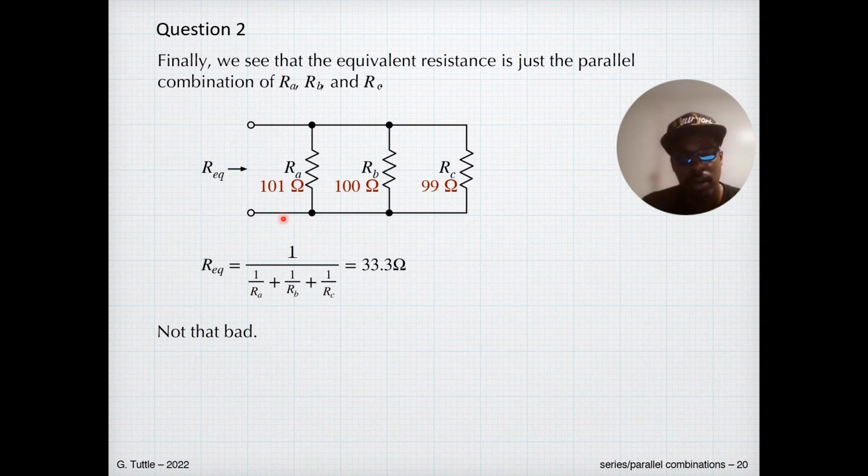Alright, so the parallel branches that we are left with, we call them A, B, and C, right? So finally we see the equivalent resistance of the parallel combination A, B, and C. So REQ equals 1 over 1 over RA plus 1 over RB plus 1 over RC, which is equal to 33.3 ohms. Alright, so that's not bad. We take this approach as we try to make things much simpler, and we can easily work questions, right? So this is how you find the equivalent resistance in a series parallel combination.